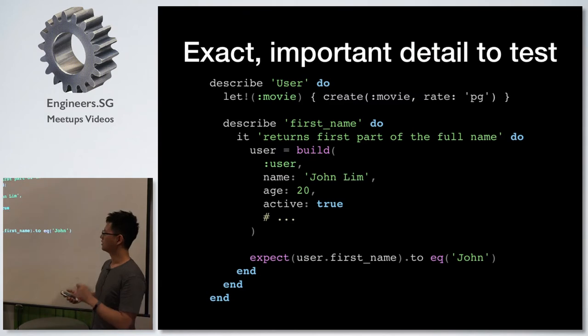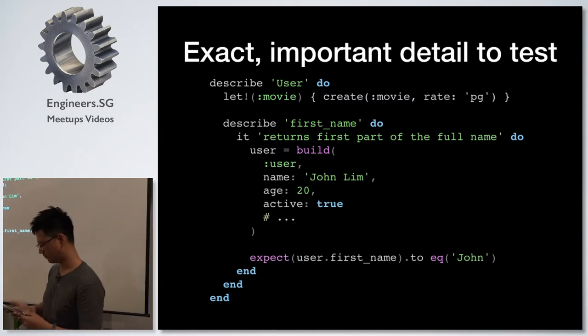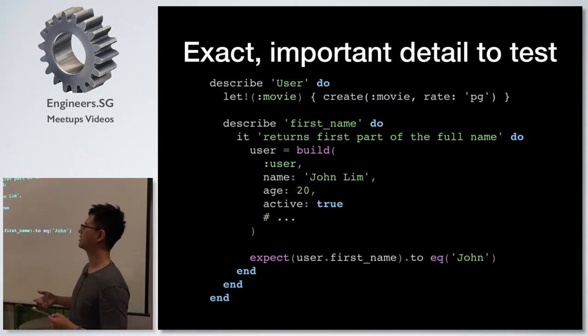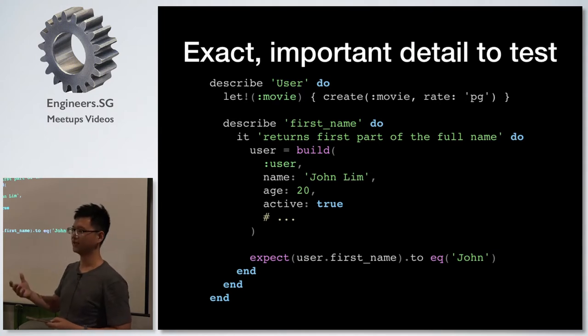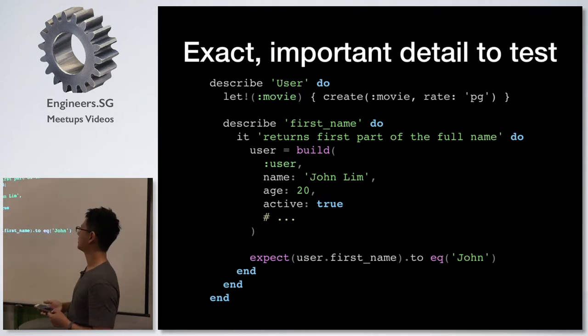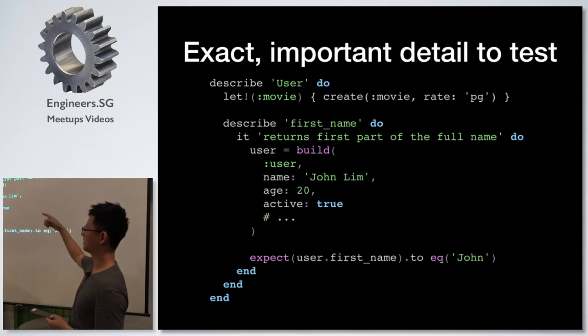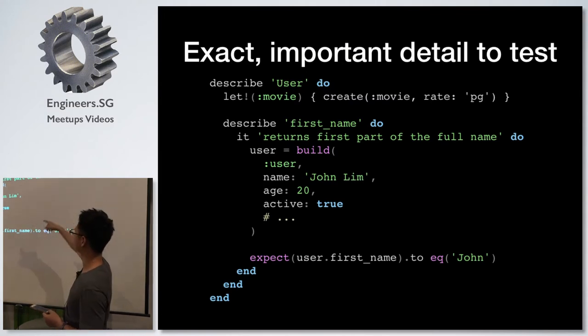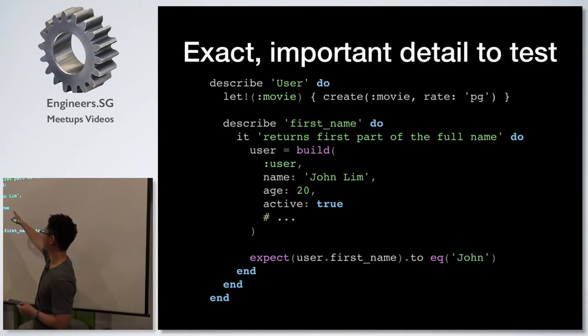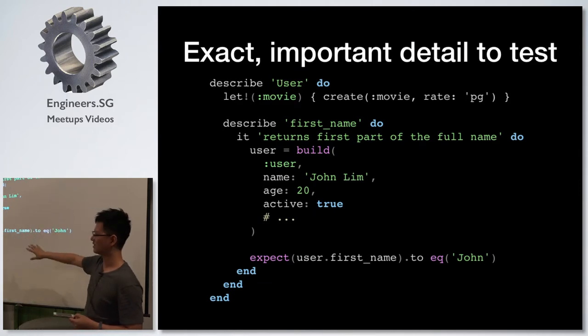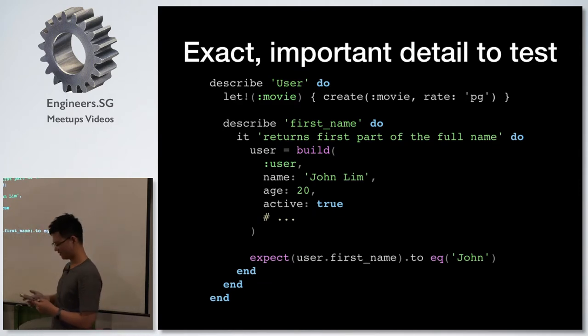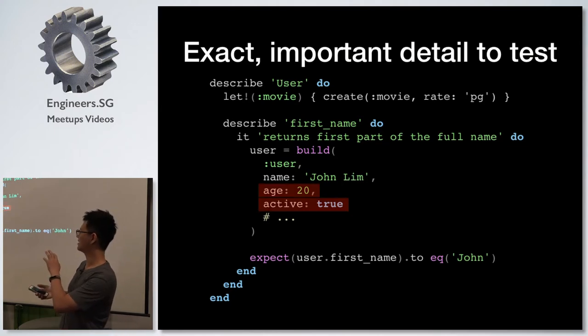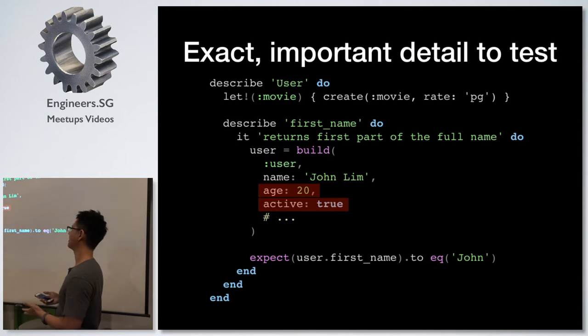The other principle is that you should only give the exact important details to test. In this example, we are testing the behavior of first name. It should return the first part of the full name, which is John. But in this setup, you can see that the age and active attributes don't really matter to this behavior. So we don't need them.